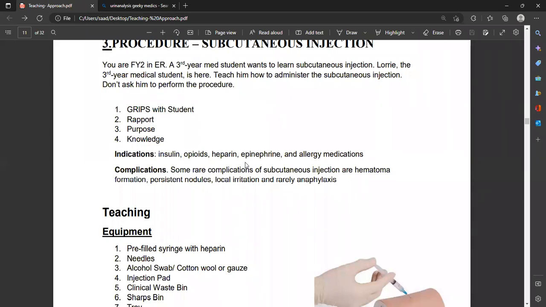Okay. All right. So do you know what the indications are? These are certain indications I have written here: insulin, opioids, you give morphine by subcutaneous injection, and heparin, epinephrine, and allergic medications.